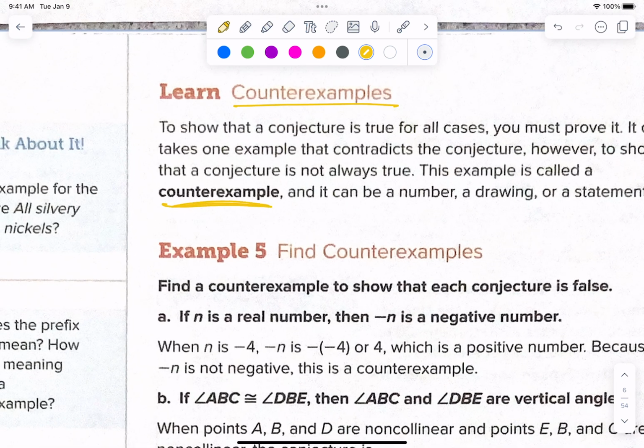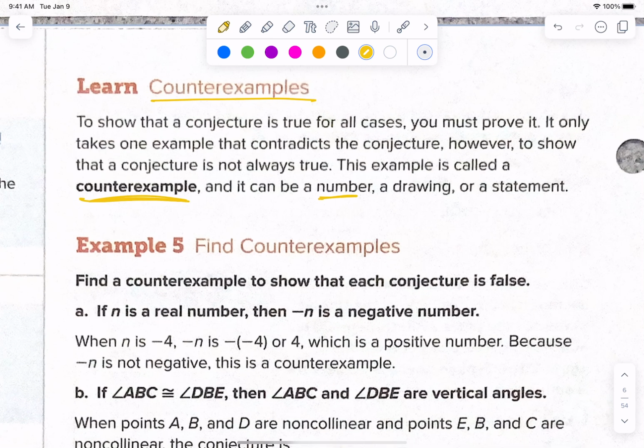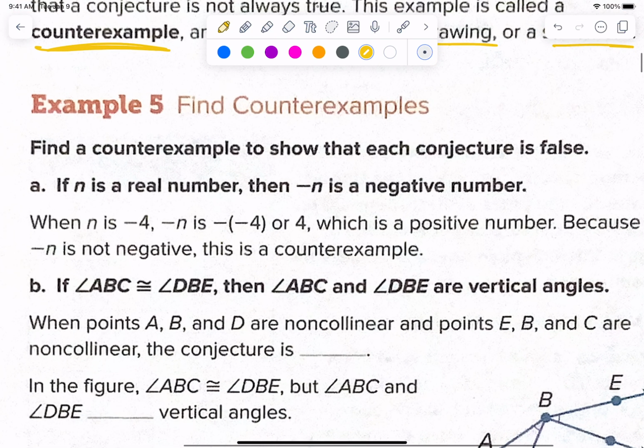A counterexample can be a number, a drawing, or a statement. Okay, so if I said every number is a positive number or a negative number, and you're like, nah, not zero, right? It's anything that can prove a statement false. Okay, so let's show this counterexample. Find a counterexample to show that each conjecture is false.